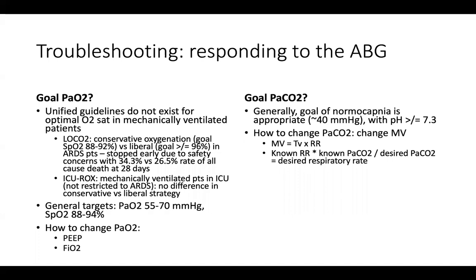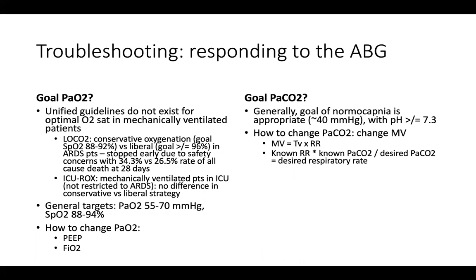They actually had to stop that trial early because of safety concerns, and patients in the conservative oxygen group had a rate of all-cause death at 28 days of 34% versus 26%. So they had to stop that early for futility and safety. But ICU-ROX was another trial that came out right around the same time. Of note, they looked at mechanically ventilated patients in the ICU, not just ARDS patients.